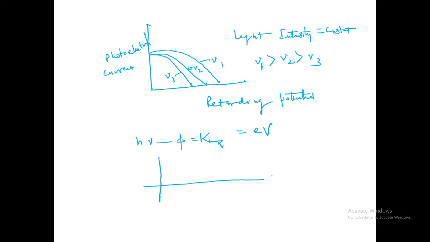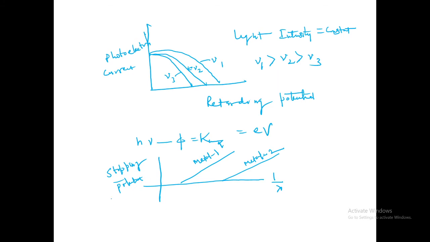So just for understanding we are going to draw a graph between stopping potential, this is the stopping potential, right, versus 1 upon lambda. So this is metal 1, and this is metal 2.